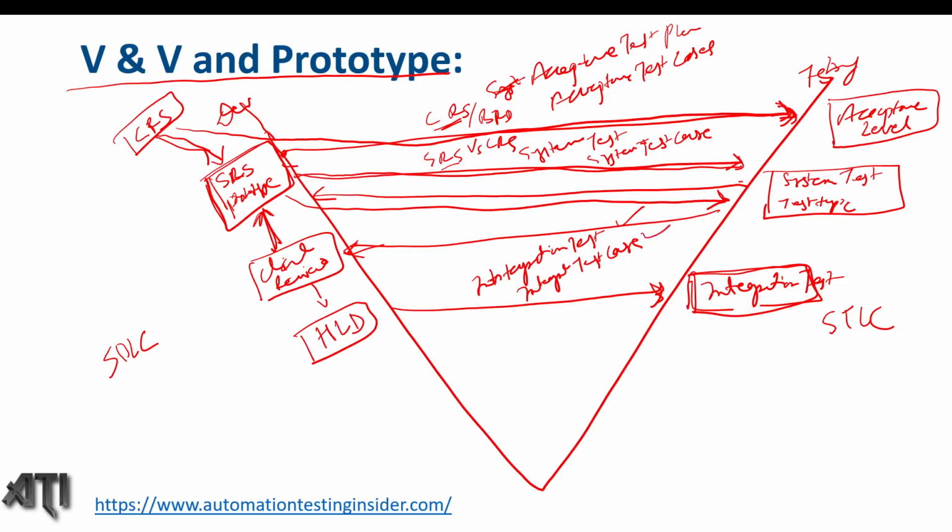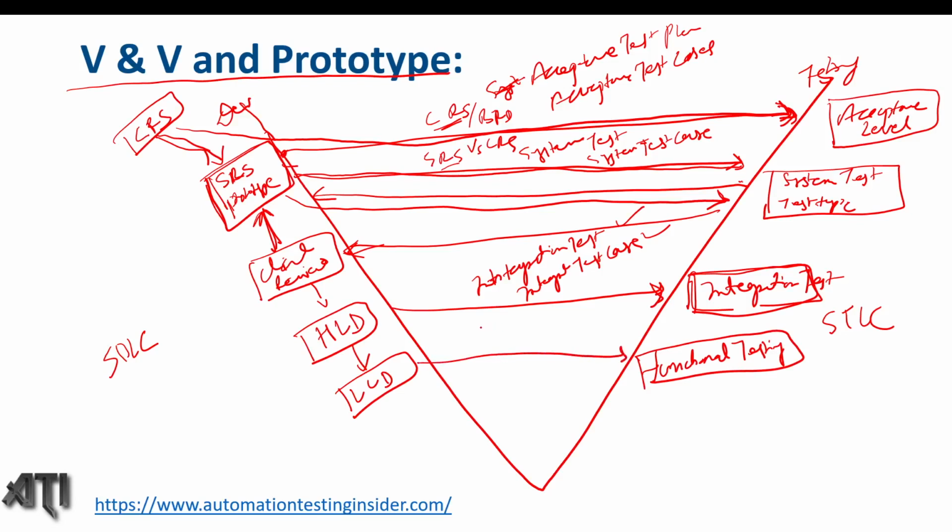Now what happens, the next is, here we'll go for the low level design, LLD, low level design. Now the next thing is functional testing, or functional test level. This is the functional test level. At this particular level, we'll come up with the functional test plan and functional test cases.